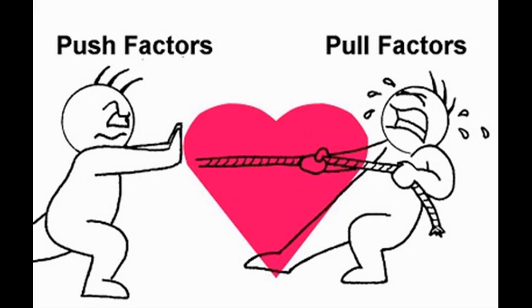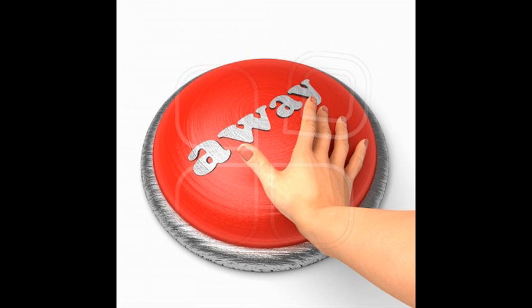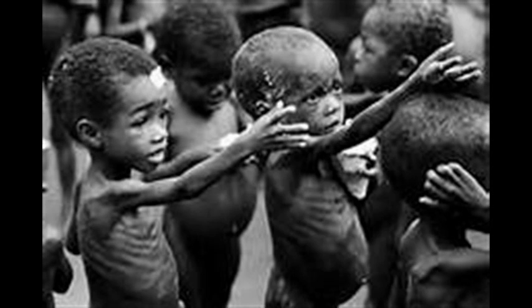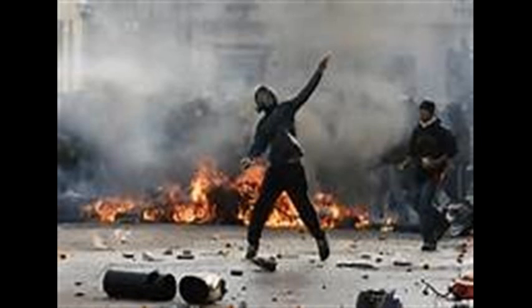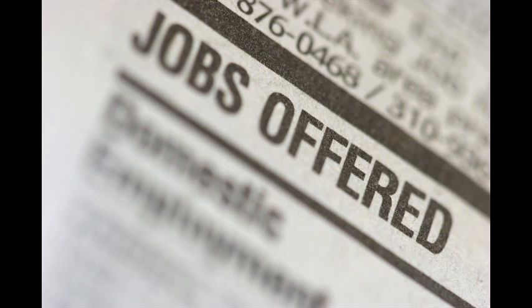To understand the reasons for migration, push and pull factors are analyzed. Push factors are events or conditions which influence movement away from a particular location. Famine, natural disasters, and civil unrest are examples of such factors. Pull factors, on the other hand, influence movement towards a particular location. Examples of these include economic opportunities and political freedom.